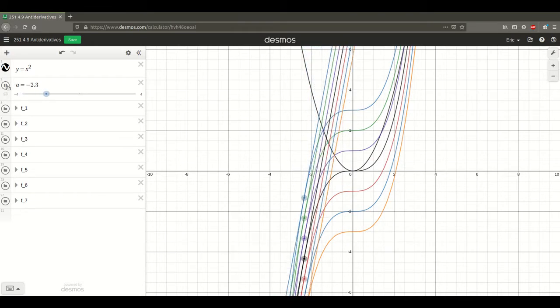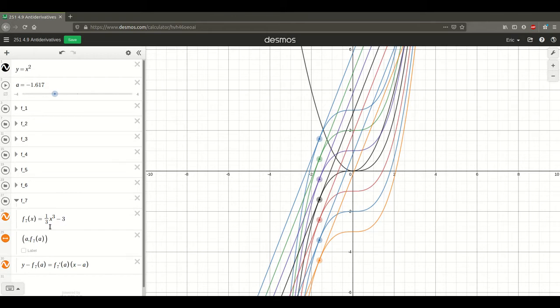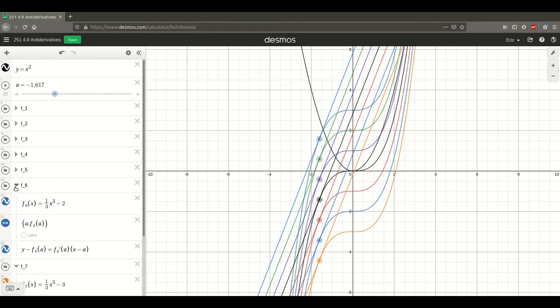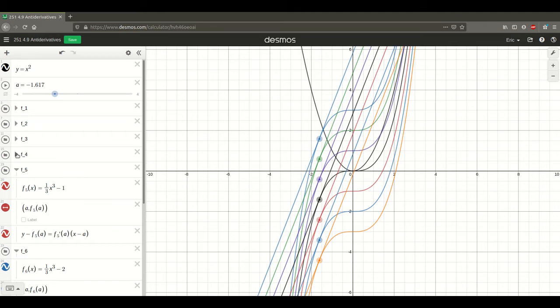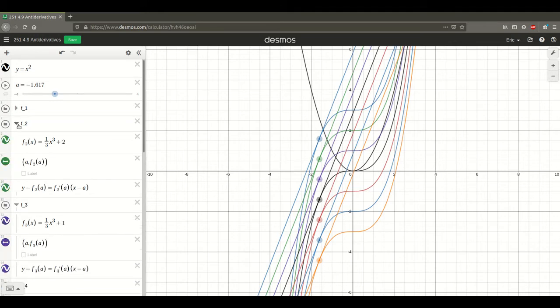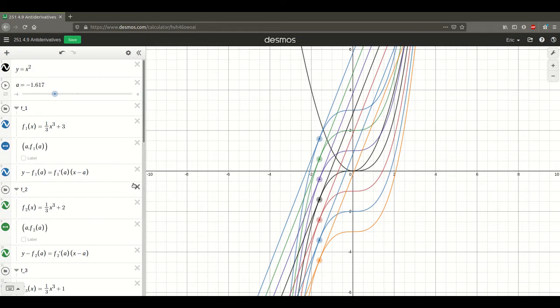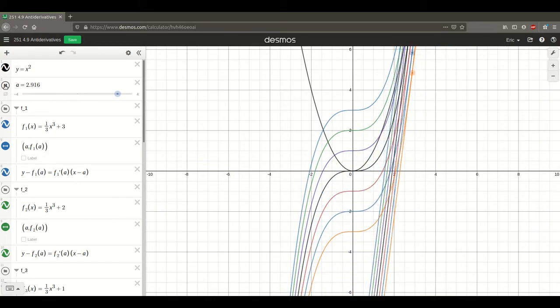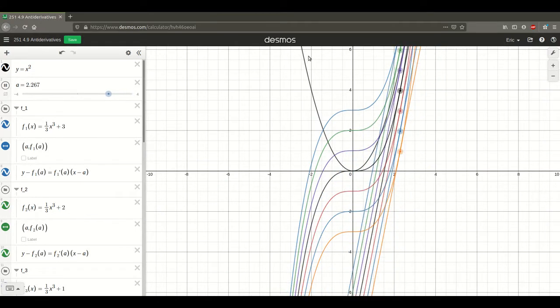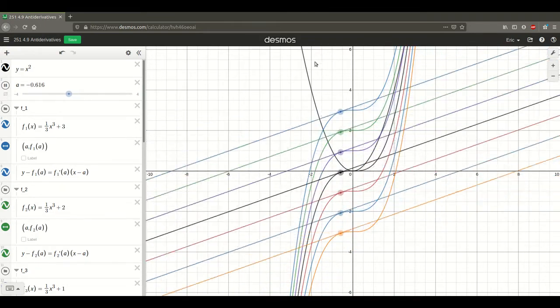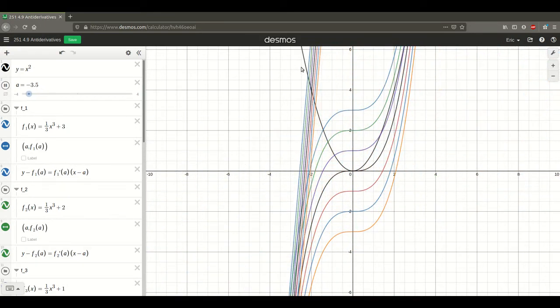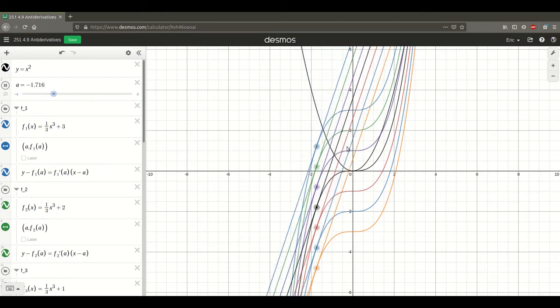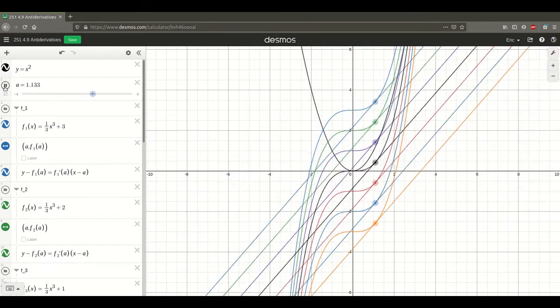So without having to see them, and I'll show them to you, we just changed their y-intercept: -3, -2, -1, 0, 1, 2, and 3. All of these 1/3 x cubes are just vertical shifts from each other. But just because they've been shifted vertically doesn't mean their slope has changed. Take a look at how y is equal to x squared gives the slope of all of these functions for a certain value of x.